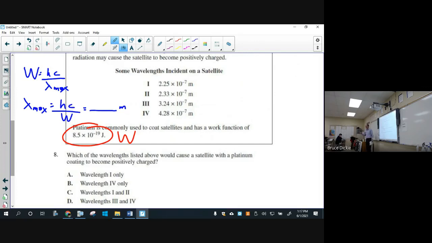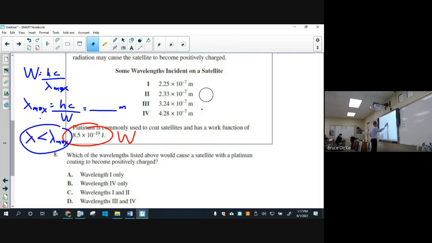If I get lambda max, then that must mean in order to cause the electrons to be ejected, my wavelength must be below that number, below lambda max: above the threshold frequency, below the threshold wavelength. So whatever number that is, I'm looking for wavelengths that are below the threshold wavelength. So I want lambda to be below lambda max. When I do that, I would find that wavelengths 1 and 2 are below the maximum wavelength. So my answer would be A for that.